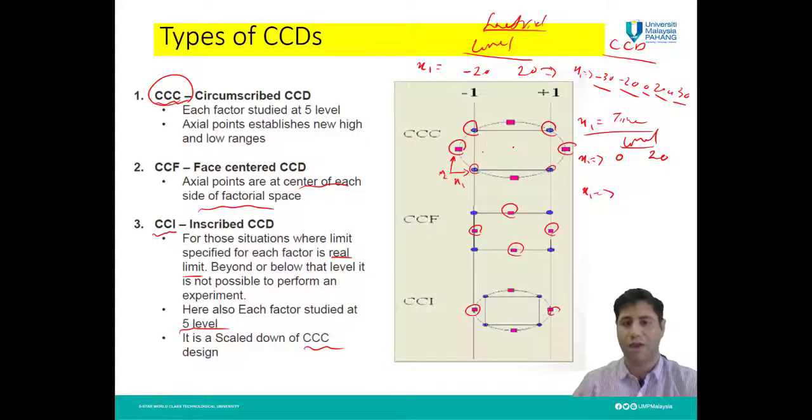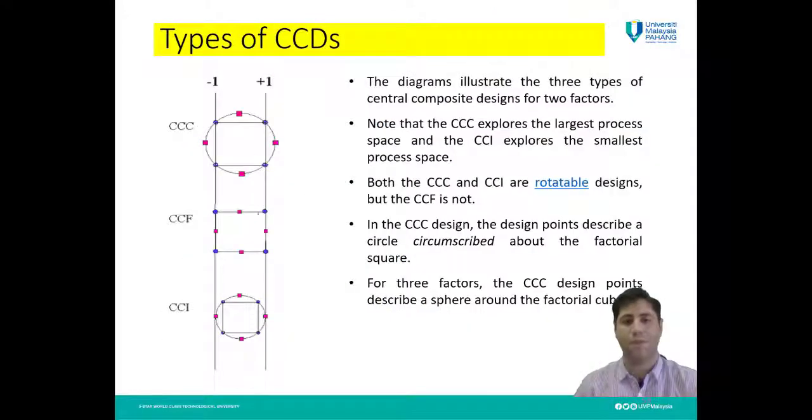If you notice, both CCC and CCI are rotatable, but CCF is not rotatable. We cannot draw that circle like what we have here. So this model is sensitive, and the model which we can develop by this design is not that accurate, and it may have higher error compared to what we have for CCC and CCI. If we compare these models, as I said, CCC and CCI are rotatable, CCF is not rotatable, and the design space covered by CCI is less than what we can cover by CCC.